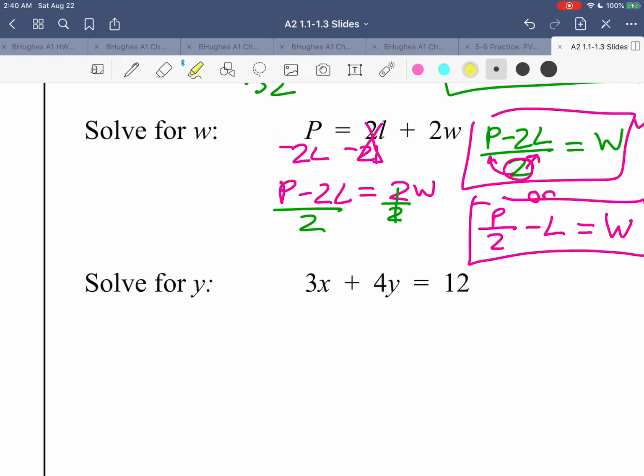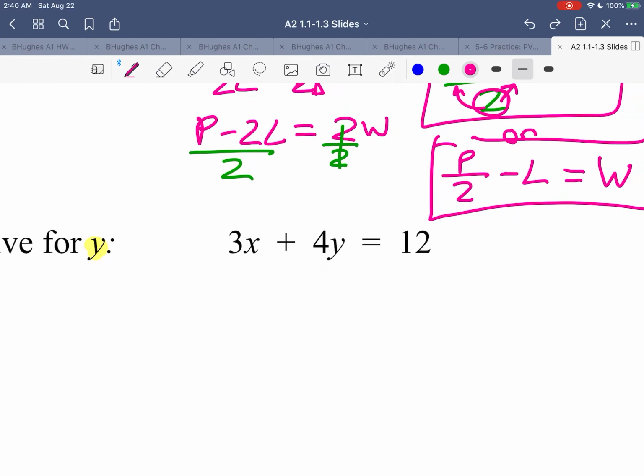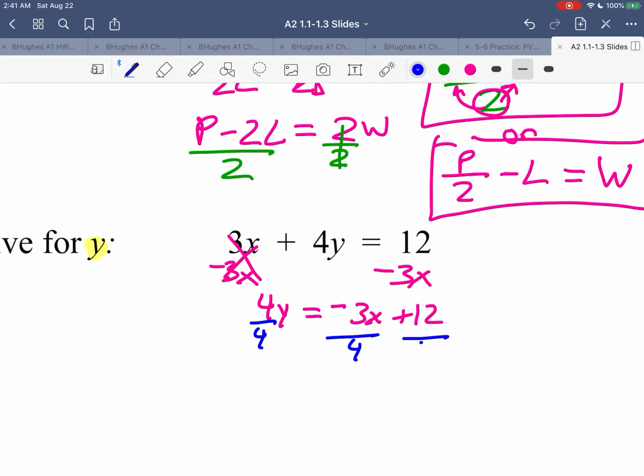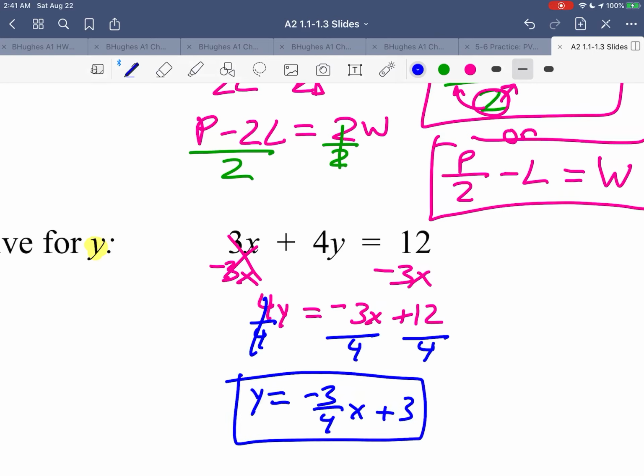And then this last one for the two-step examples involves solving for y. Now you've done this before. This is a linear equation that's in standard form. To convert it to slope-intercept, if you were asked to graph it, you would have to isolate the 4y. So to isolate the 4y, we're going to get rid of the 3x. And we have 4y equals negative 3x plus 12. So how do I get rid of the 4? Well, I would divide by 4. That's going to give me negative 3/4 x plus 3.